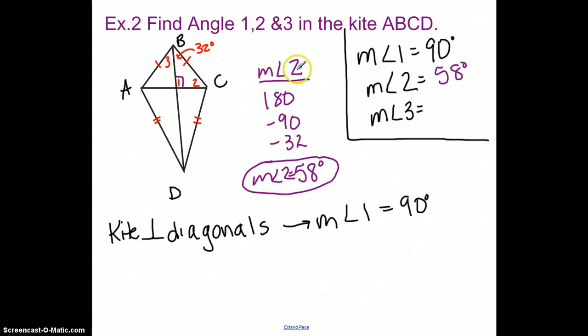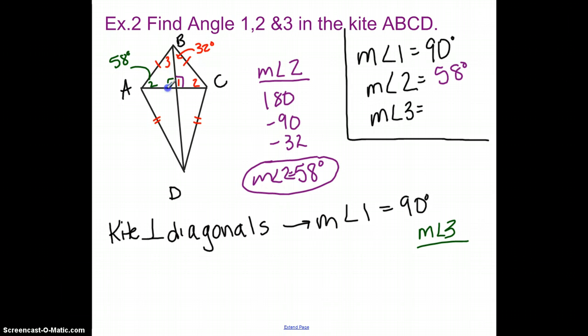Now, do notice on this, I did a little arrangement here so I could pay attention to what this looks like. Now I know all of this has to do with angle 2. My job is to figure out what it is for angle 3. In triangle ABC, I see that this side, AB, and BC are both congruent. That means that whatever angle 2 is here, this is going to have to be the same thing. So this one over here is going to be 58 degrees.